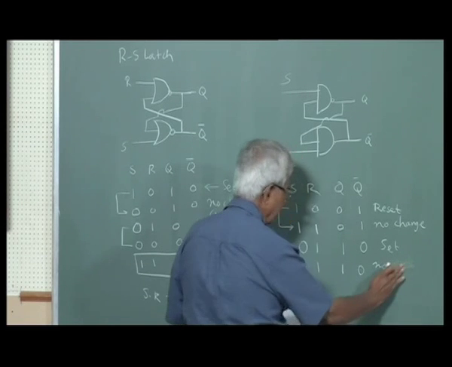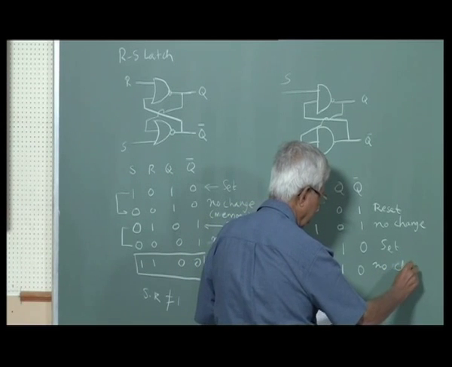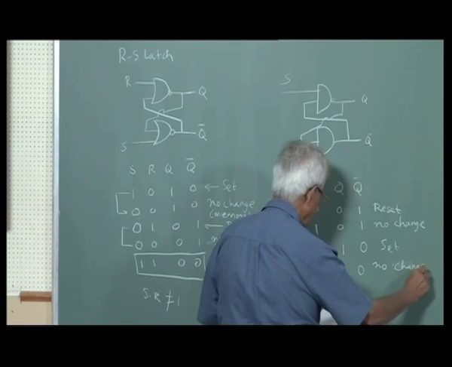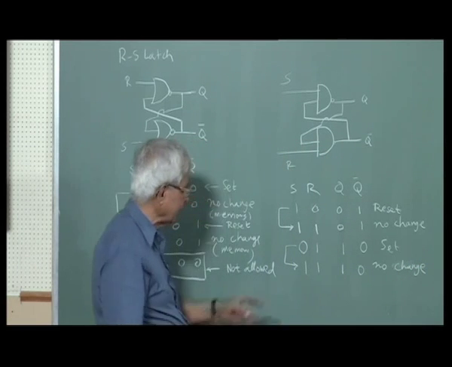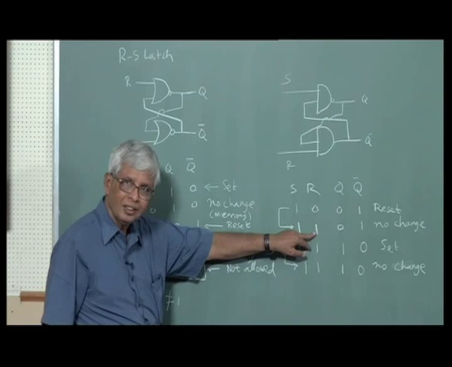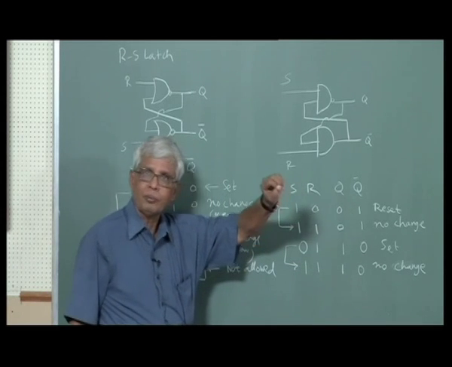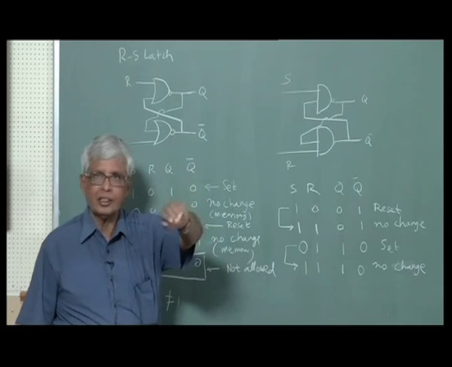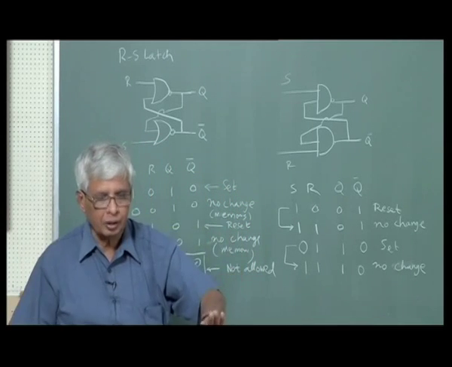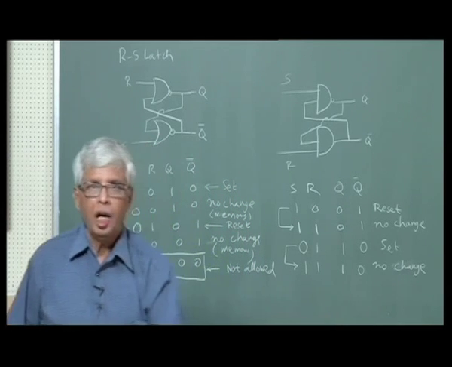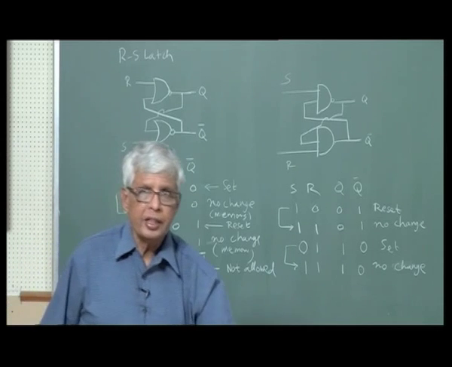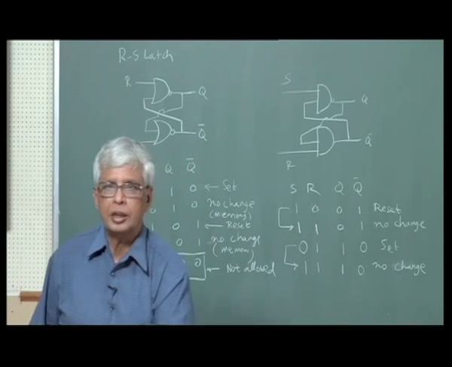But that depends on what the previous state is. Sequence circuit. In the sequence circuit, 1 1 input gives an output which depends on what was the earlier output. In the combination circuit, it will not be happening at all. In combination circuit, you give inputs, outputs come, change any input, output changes.